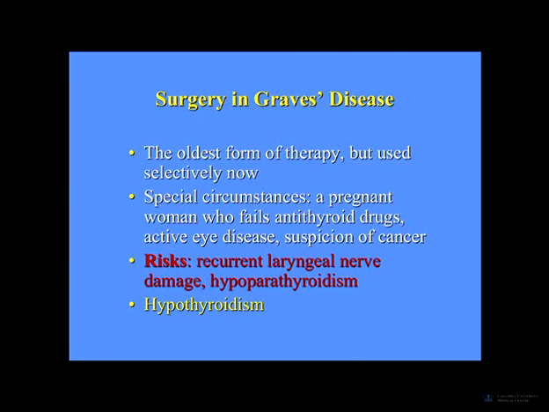Of course, radioactive iodine doesn't cause either one, doesn't cause recurrent laryngeal nerve damage, doesn't cause hypoparathyroidism. And hypothyroidism, of course, is the expected therapeutic outcome. The surgeon will take out enough thyroid tissue to render the patient hypothyroid because she doesn't want to go back in and have to do a second operation, which increases the morbidity.